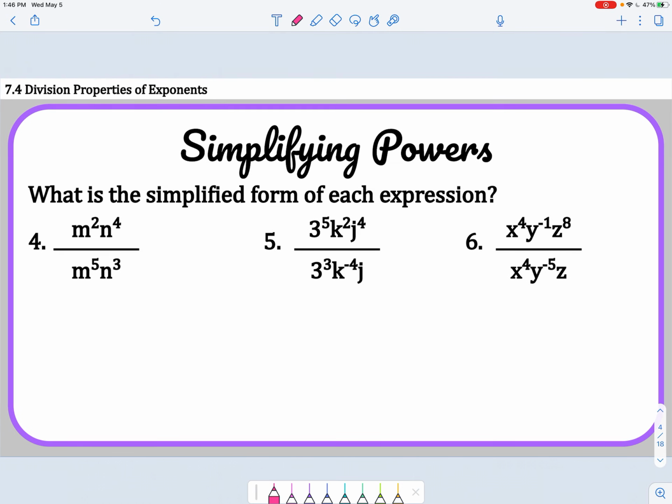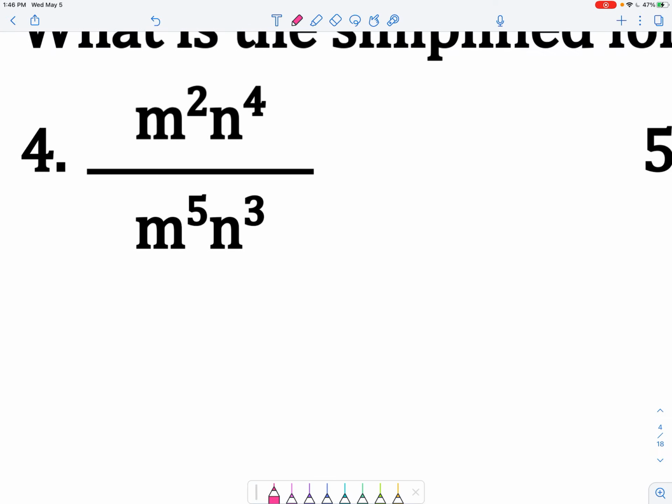Okay, let's take a look at some more examples. And of course, if I'm going through these slides too fast, always feel free to rewind, pause, do what you need to do to make sure that you're getting all of the examples and understanding.